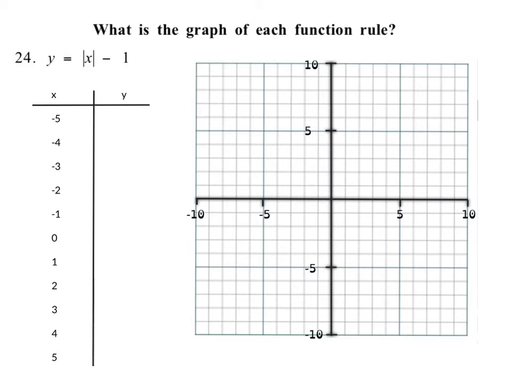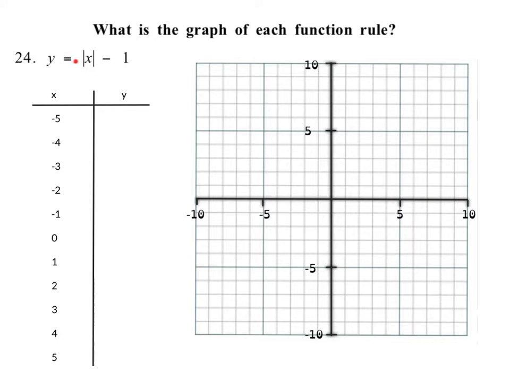Okay, what is the graph of each function rule? And this is an absolute value function. And these absolute value functions do a specific thing. They behave in a specific way. I'm going to graph it first, and then I'm going to show you what the pattern is.